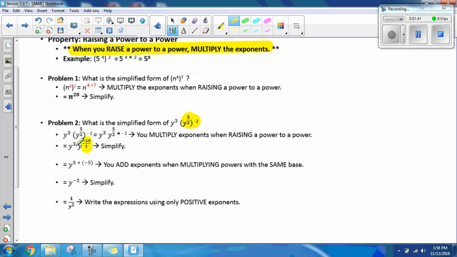Now I have y to the 3rd power times y to the negative 5th power, and since I have the same base, all I have to do is add those exponents, and I get y to the negative 2nd power. Remember, we don't write our expressions with negative exponents. We don't leave them in that way, so we have to change them into positive exponents by rewriting this as 1 over y to the 2nd power.